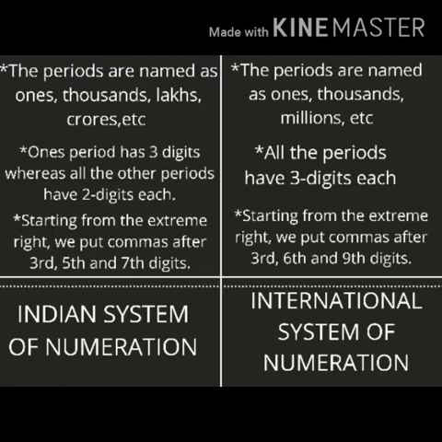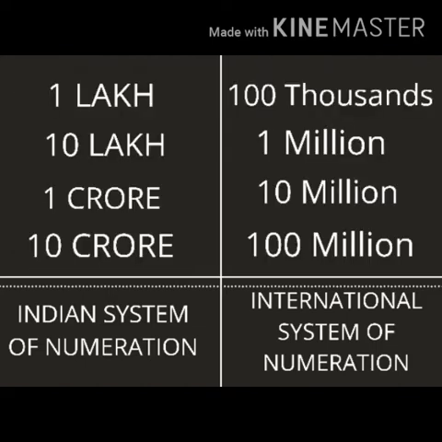Next, in the Indian system, ones period has 3 digits whereas all the other periods have 2 digits. In international system, all the periods have 3 digits. We know about the families, isn't it? Next, starting from the extreme right, we put commas after 3rd, 5th and 7th digits in Indian system. In international system, we put commas after 3rd, 6th and 9th.